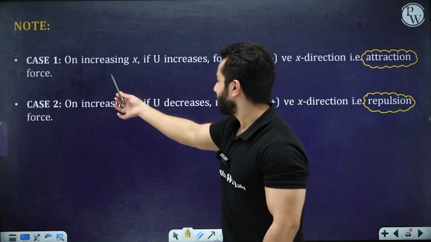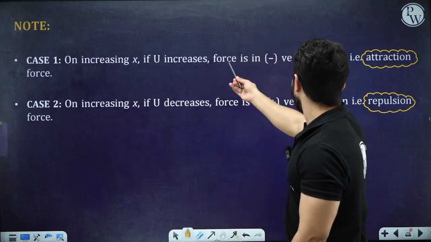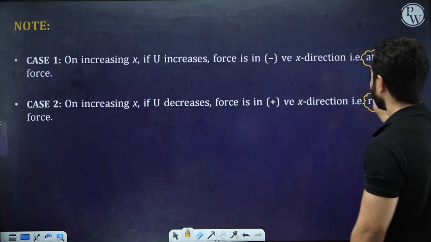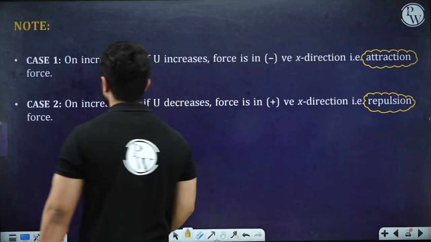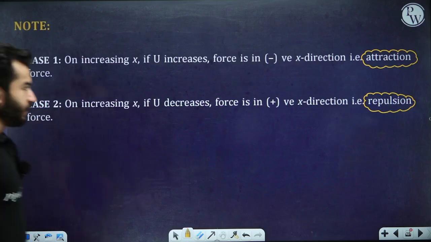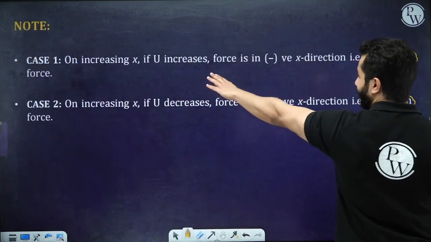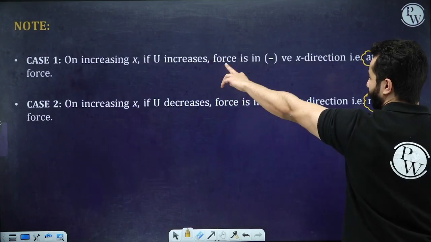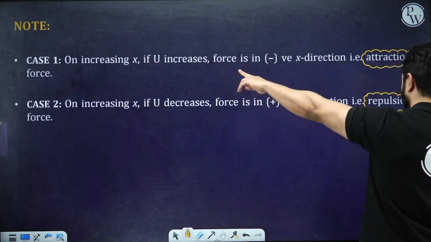Now if you are going to actually increase x, potential energy will increase. Is that clear? Just a second. Quickly see both the points. Hopefully everything is clear now, right? So if you are going to increase x, potential energy is going to increase, that's for sure.